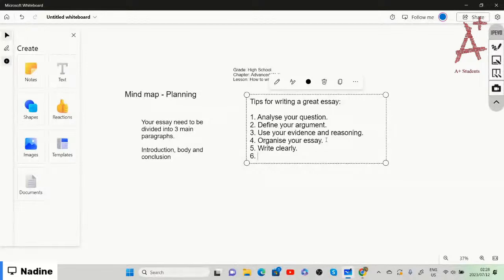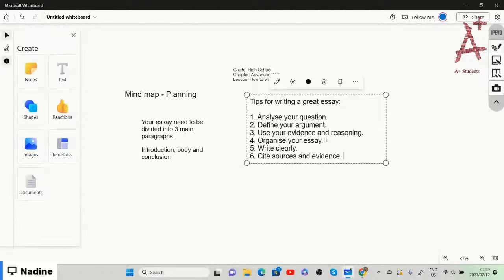Then you organize your essay and write clearly, and like I said, this is where the sentence types come in. And then lastly, you need to also cite your sources, so cite your sources as well as your evidence.